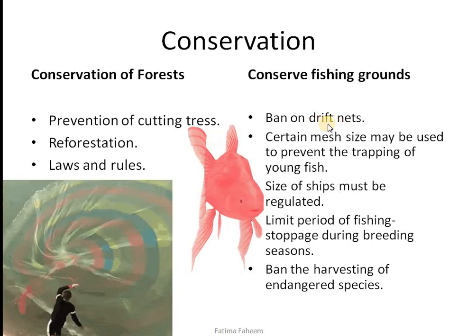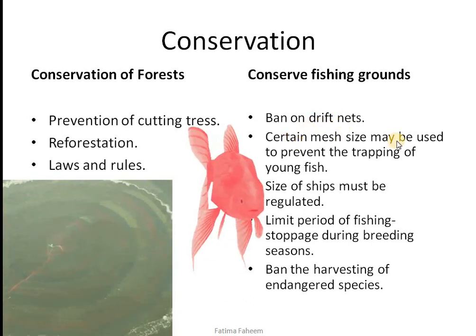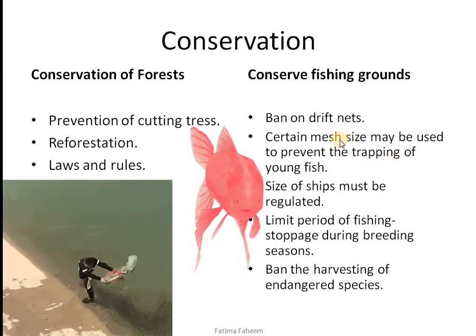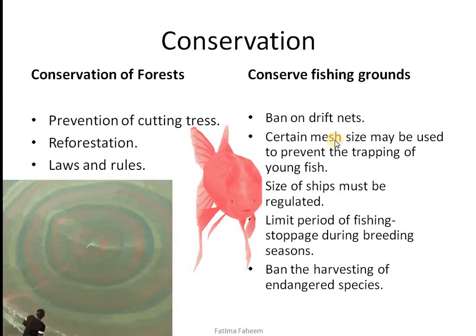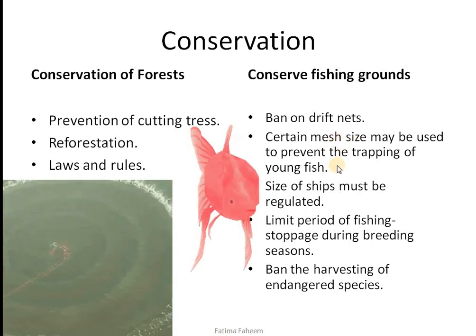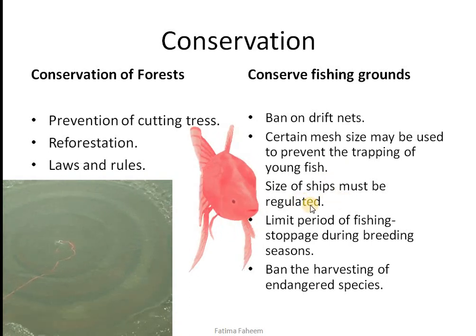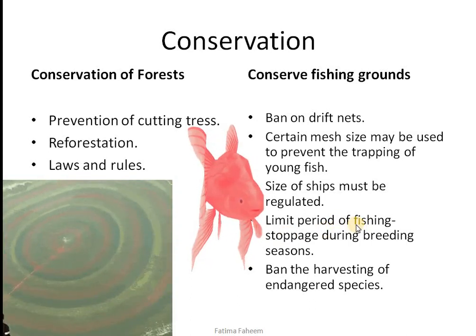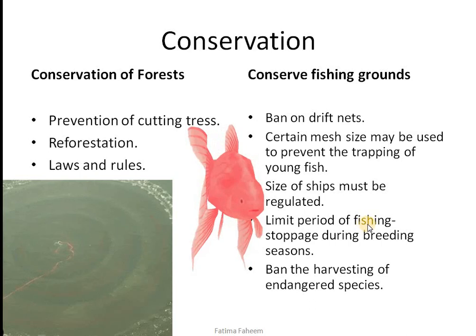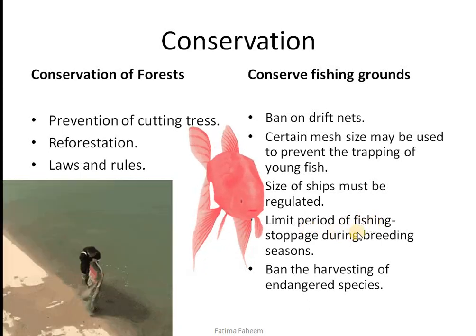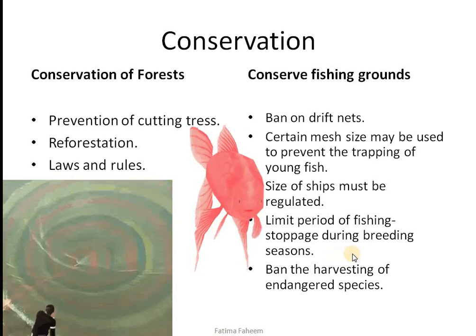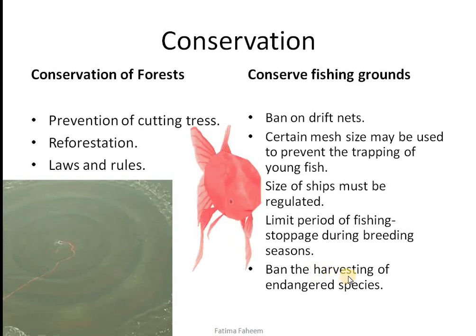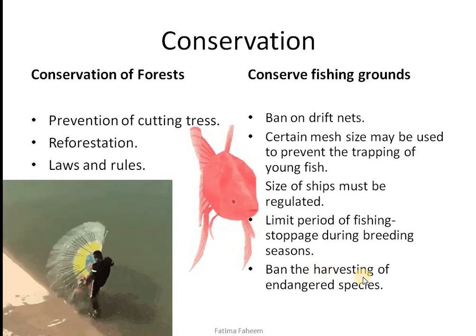This is a kind of net which is used for fishing. A certain mesh size may be used to prevent the trapping of young fish. The net size can be varied, and we need to regulate the size of this net so that the young fish are not trapped. The size of the ships must be regulated in the fishing grounds. Limit period of fishing means that there should be a specific period in the year when fishing is allowed. Otherwise, in the breeding seasons, it should be stopped. It should be banned so that the young fish are not caught. A ban should be made on harvesting of endangered species.